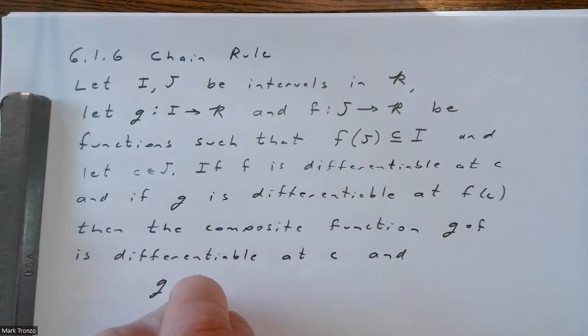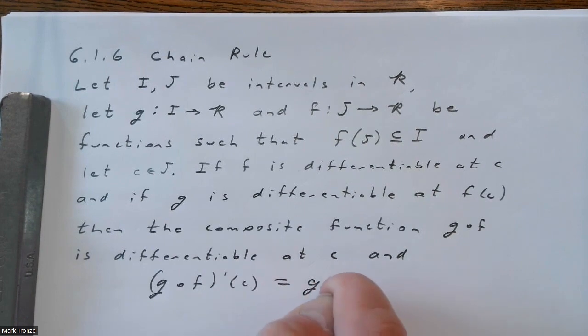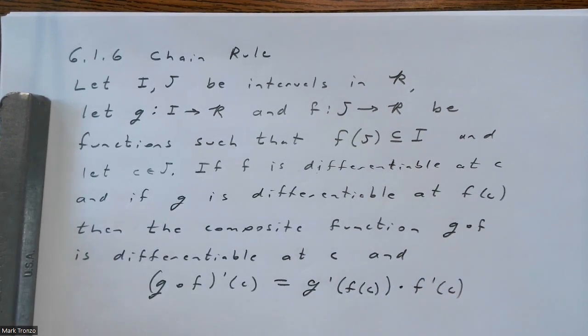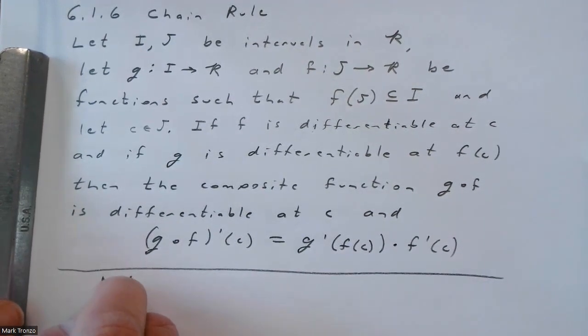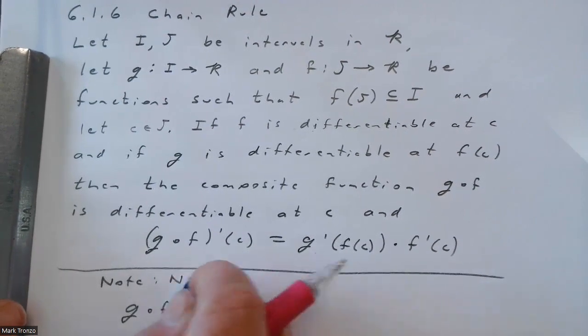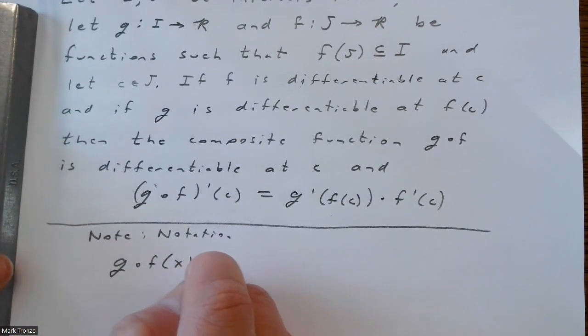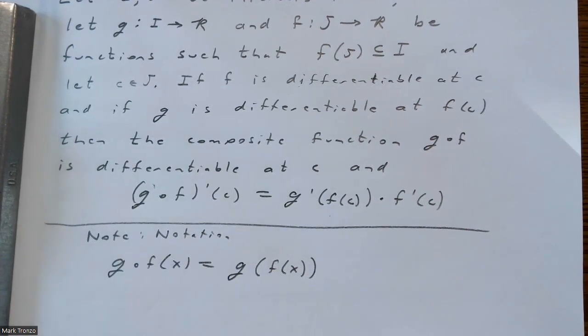And G circle F prime at C is equal to G prime of F of C dot F prime of C. And you remember this notation: G circle F of X is just the same thing as saying G of F of X, like this. So that's all that means.